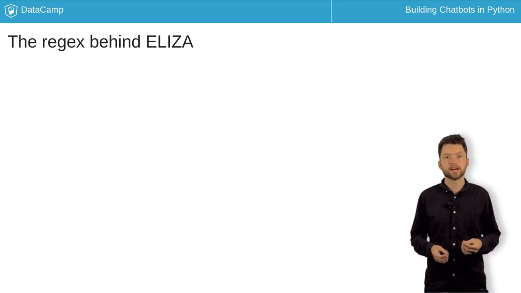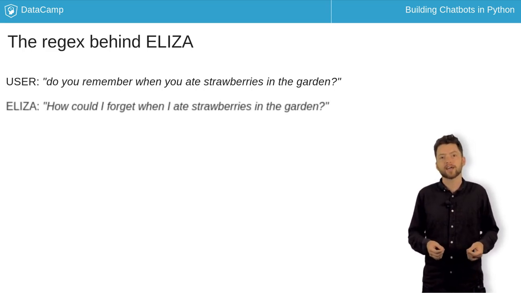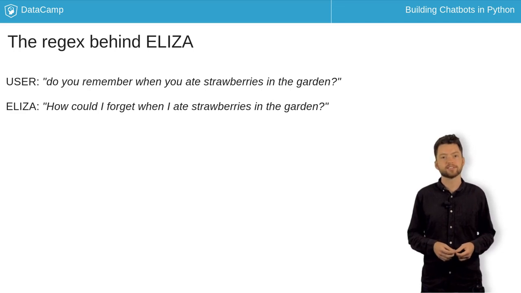For example, asking ELIZA, "Do you remember when you ate strawberries in the garden?" she would respond, "How could I forget when I ate strawberries in the garden?" Part of what makes this example so compelling is the subject. We are asking about memories, which we associate with our conscious minds and our sense of self. The memory itself of eating strawberries in the garden invokes powerful emotions. But if we pick apart how this response is generated, we see that it's actually quite simple.